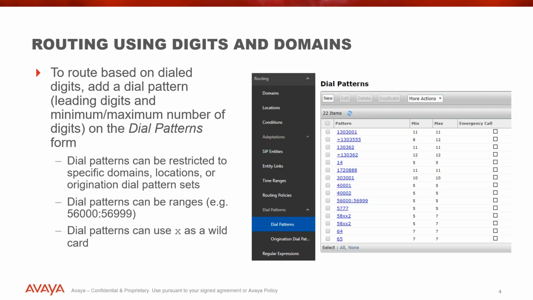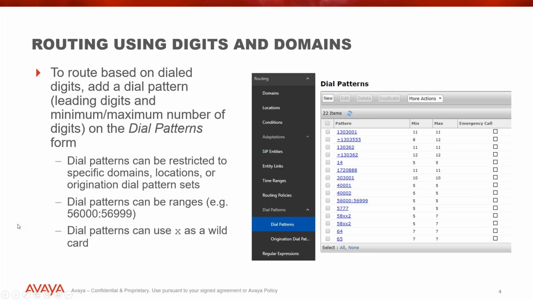You can restrict dial patterns to specific locations or all locations. You can also restrict dial patterns to origination dial pattern sets, and we'll get into that a little more later. Dial patterns can be ranges. So typically you would specify the leading digits and then the minimum maximum number of digits. If you prefer, you can specify a range, so from this number to that number, separated by a colon.